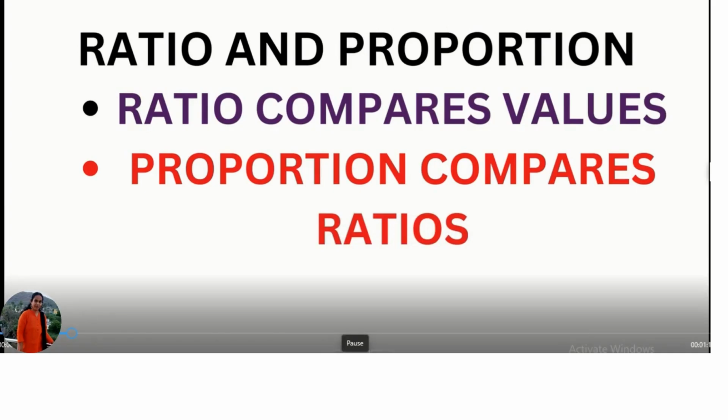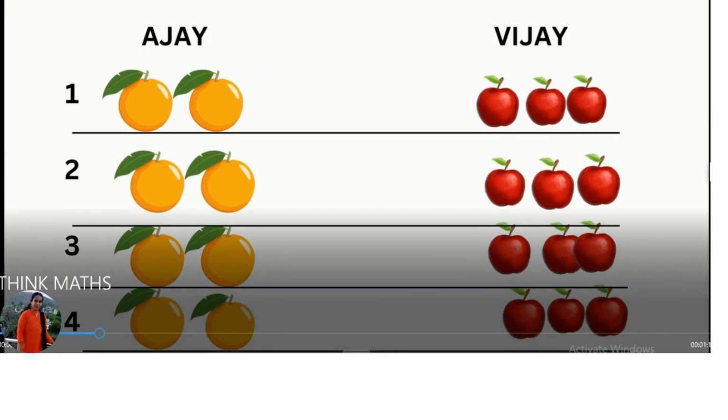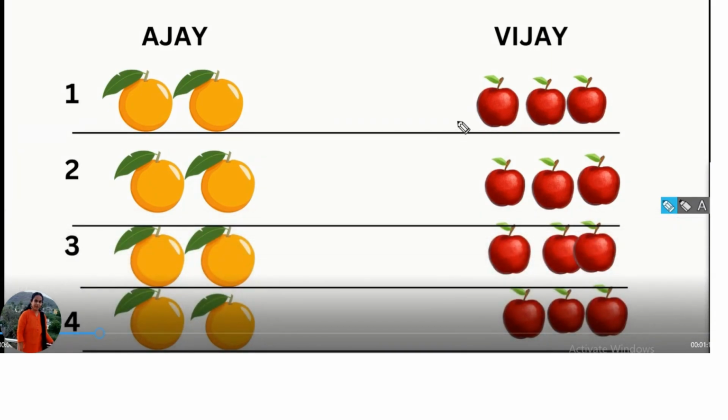There are two students, Ajay and Vijay. On each day, they are getting some fruits. On the first day, Ajay is getting two oranges, and on the second day, two more oranges. It continues till the fourth day. In the same way, Vijay is getting three apples on day one. So the ratio on day one is 2 is to 3, that is, oranges is to apples is 2 is to 3. On day 2, their ratio will be 4 is to 6.